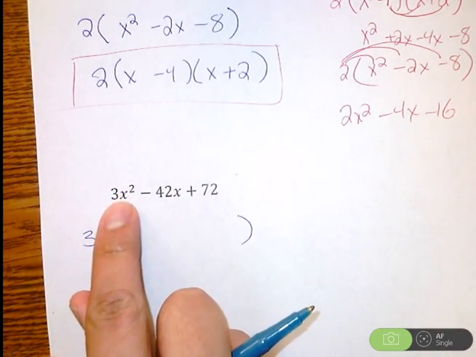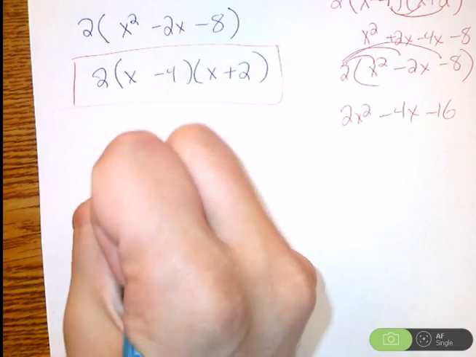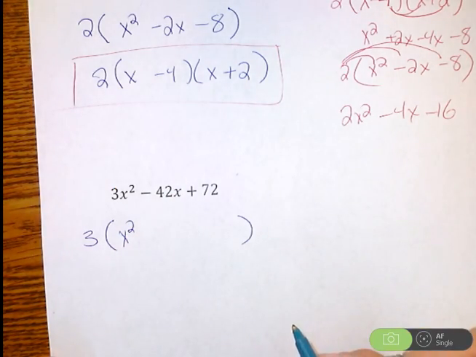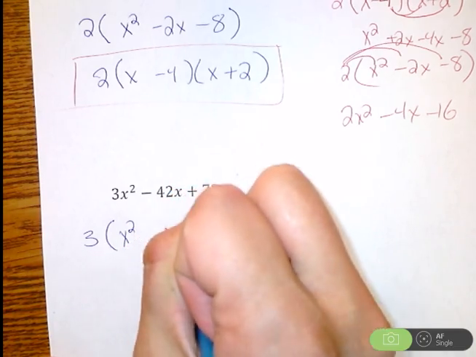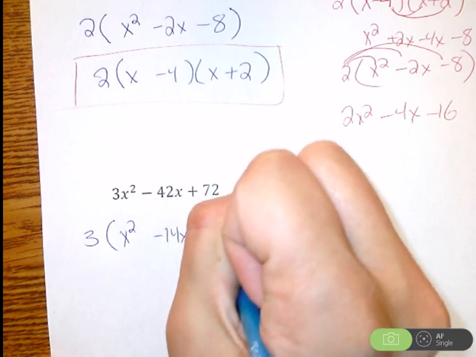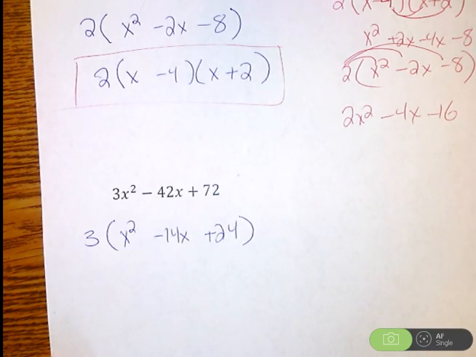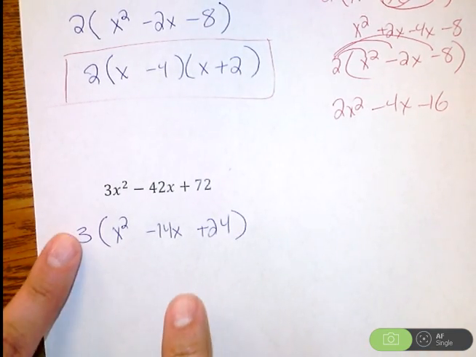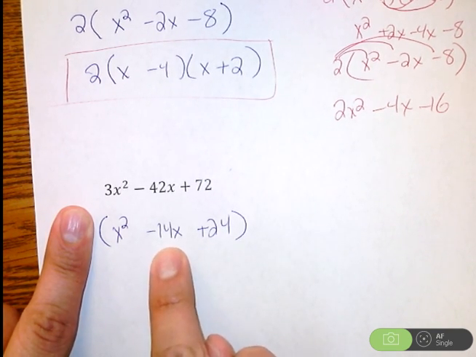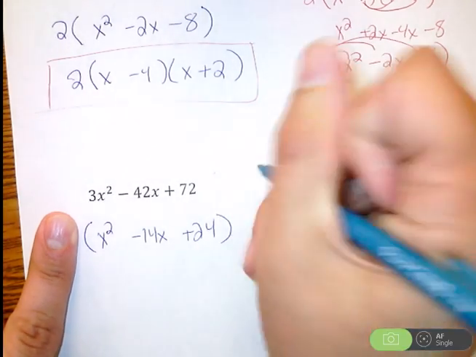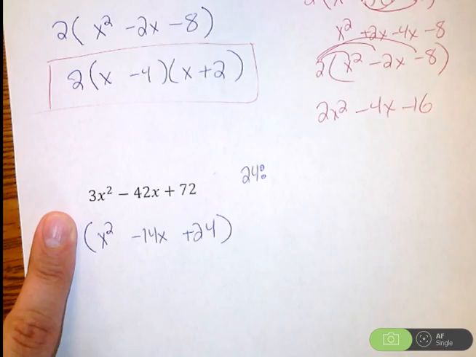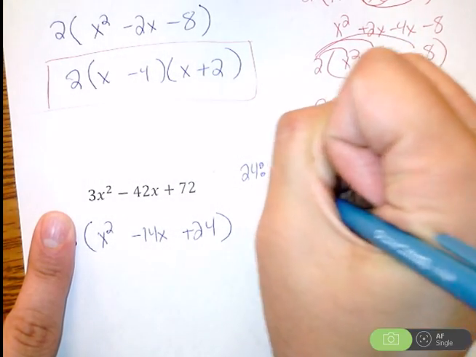If I take 3x squared divided by 3, I get x squared. -42x divided by 3 is -14x. And 72 divided by 3 is 24. So all I got to do is just don't worry about that 3 for now. Worry about this. Find two numbers that multiply to 24 and add to -14. Again, it might help to write out all the pairs of numbers that multiply to 24. It might help you visually see it, because a lot of times kids will sit there and stare at it. It does nothing for them.